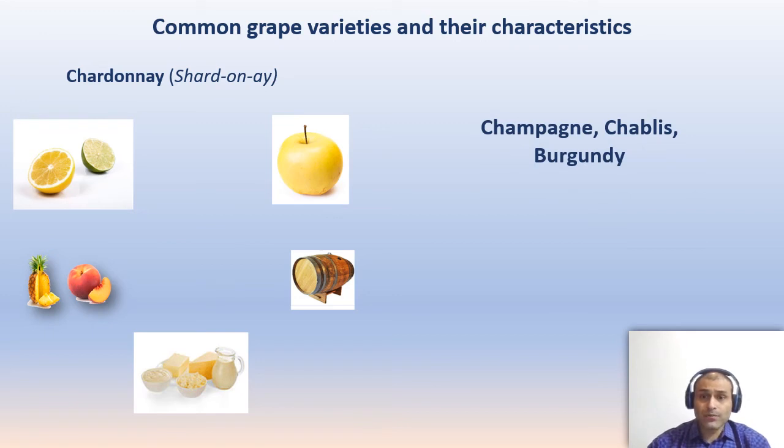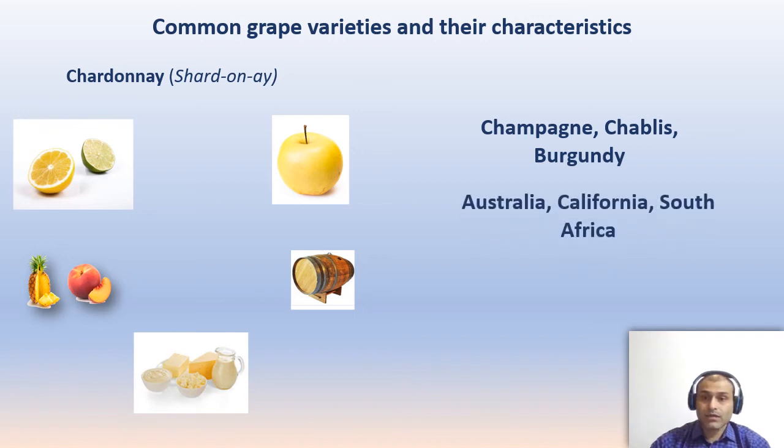Champagne, Chablis, and Burgundy, Chardonnay is grown in these three areas. These are the cool regions of the world. When you talk about the warm, Australia, California, South Africa are the common areas where Chardonnay is found. Chardonnay is, as a matter of fact, found everywhere in the world when you talk about Europe or South America or South Africa or Australia or New Zealand or the US.